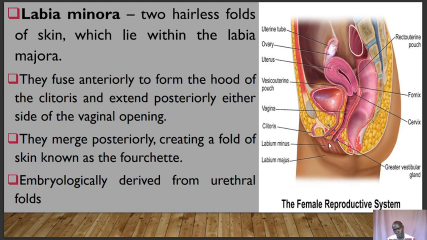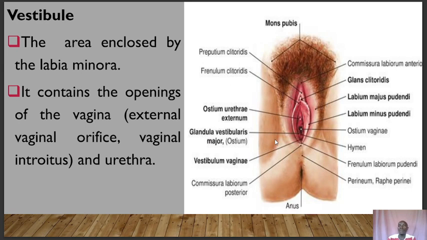Okay, so we can also see from this sagittal section of the body where we find the labia minora. All right. Next, you have the vestibule. This is the area enclosed by the labia minora.